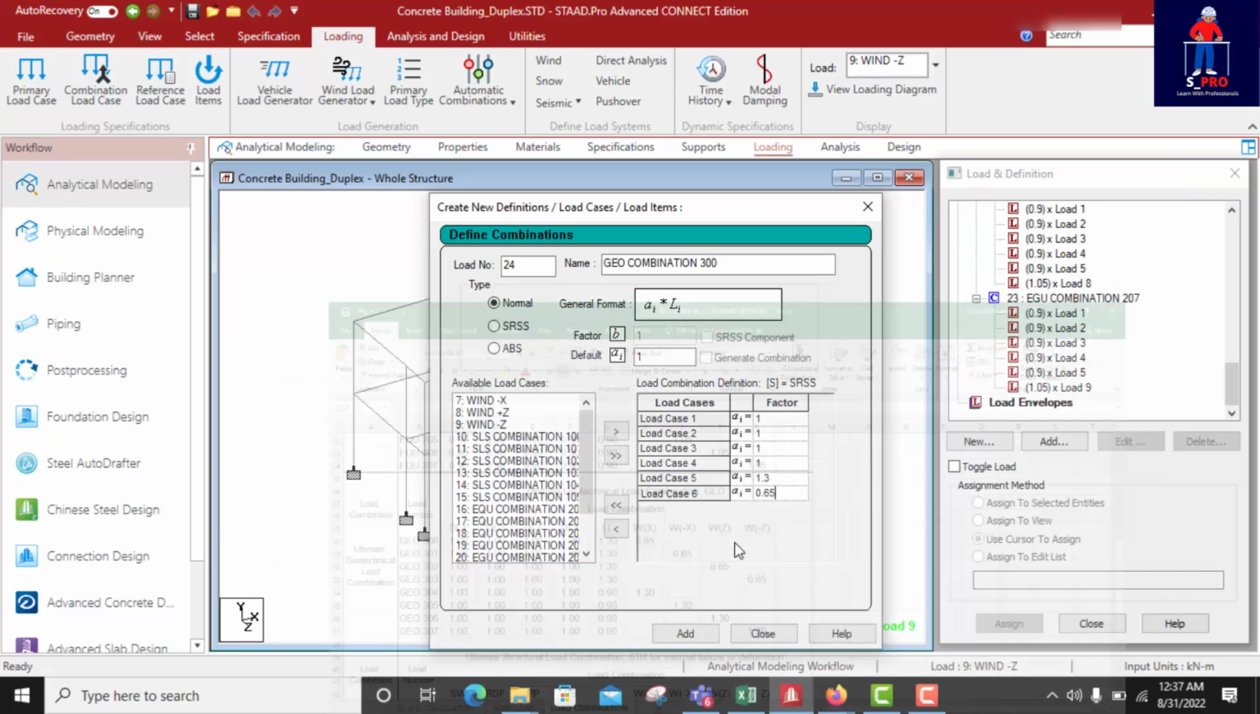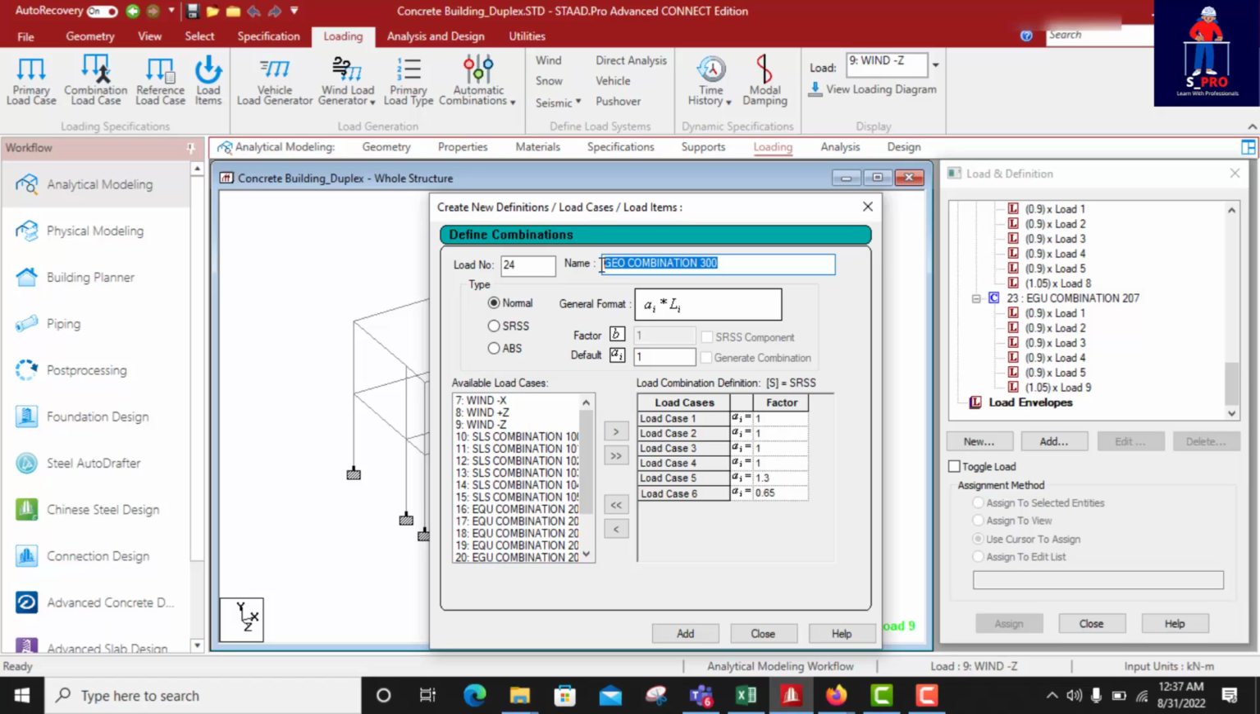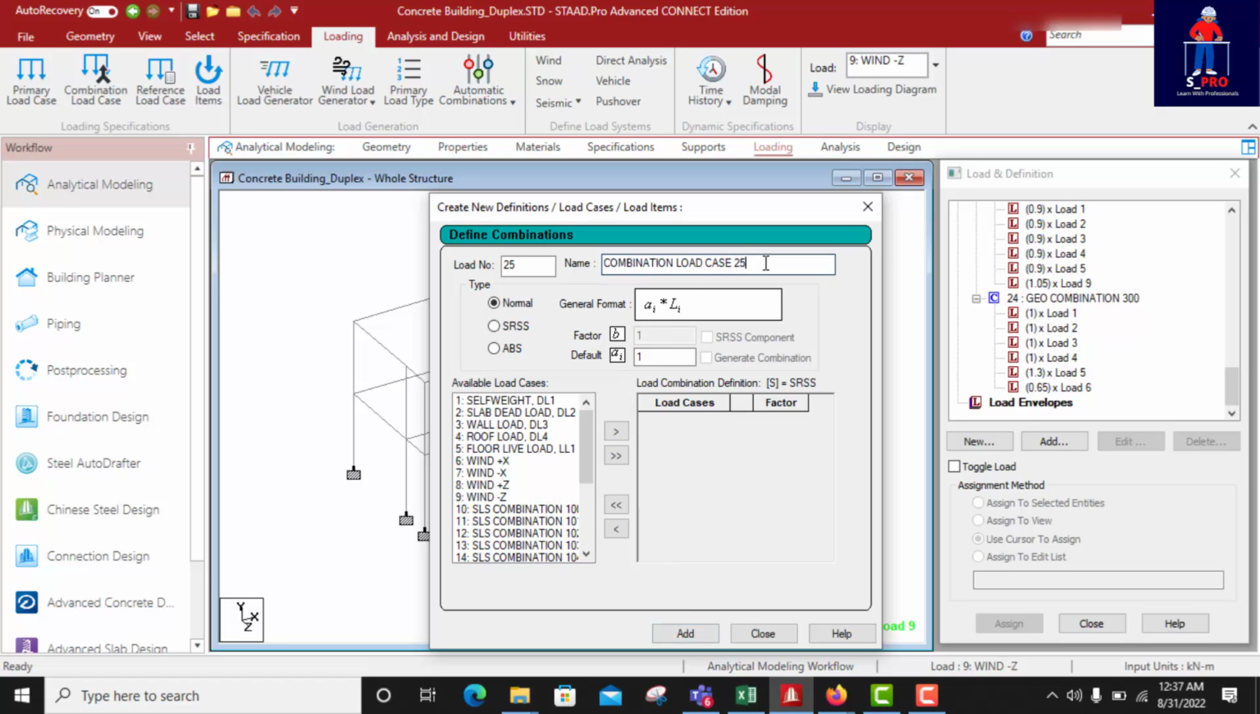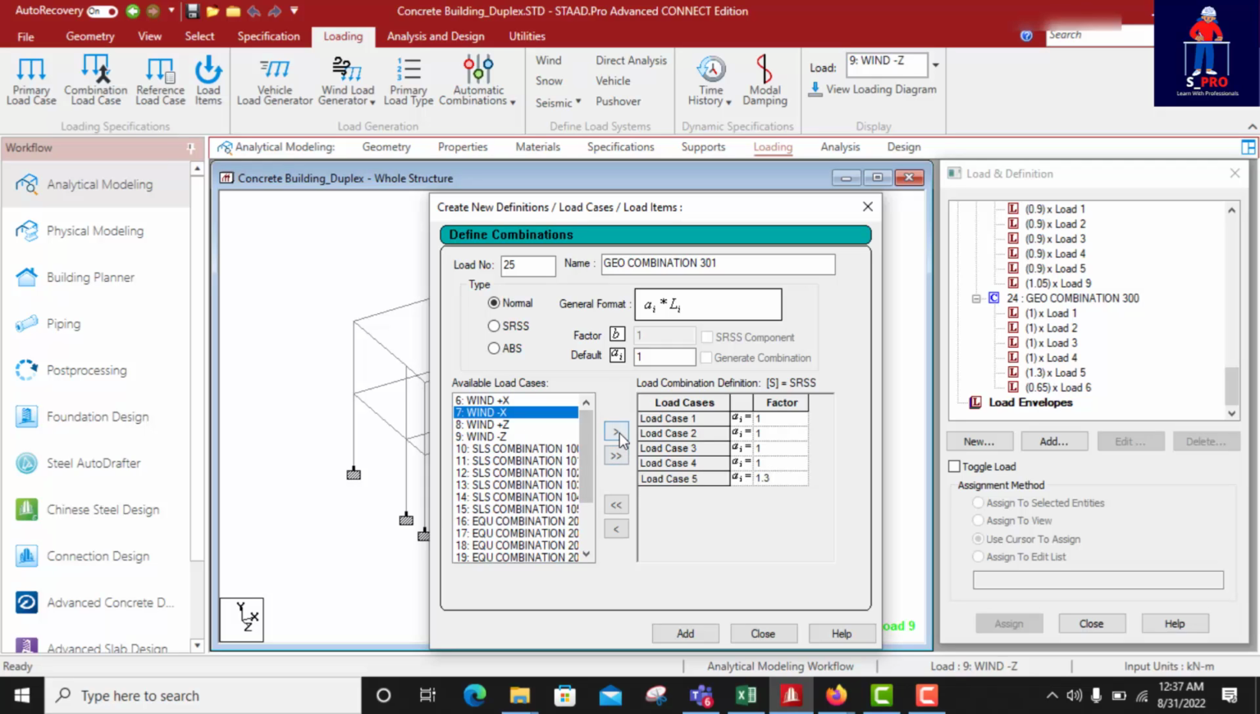Yes, we are on course. Copy this, paste. 301. All dead load 1, live load 1.3, wind in minus X 0.65.